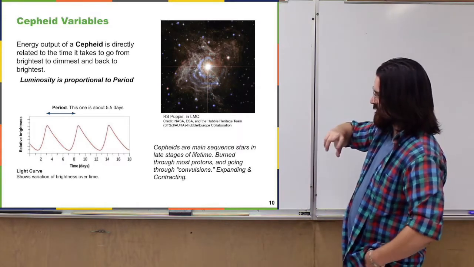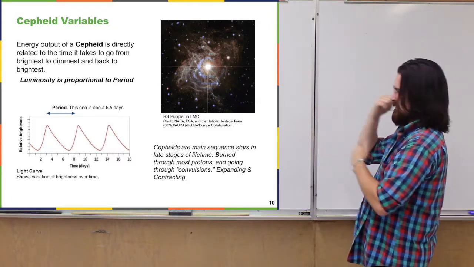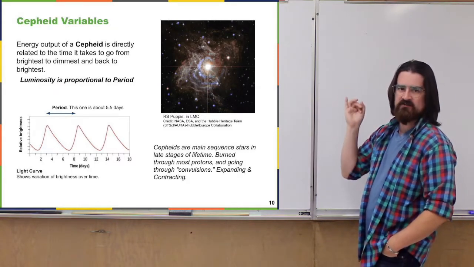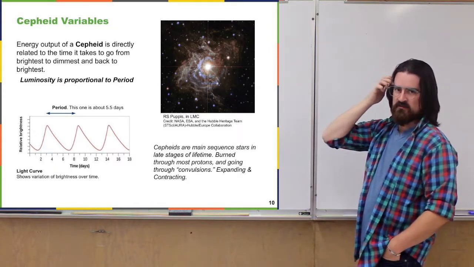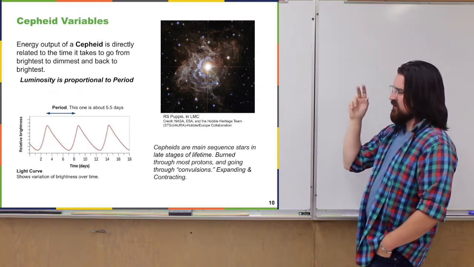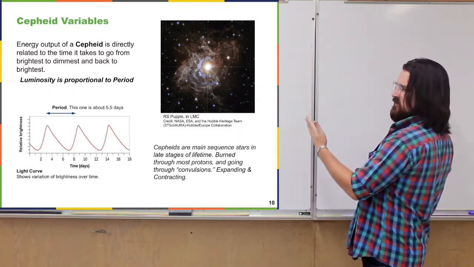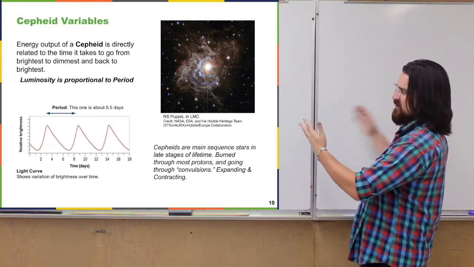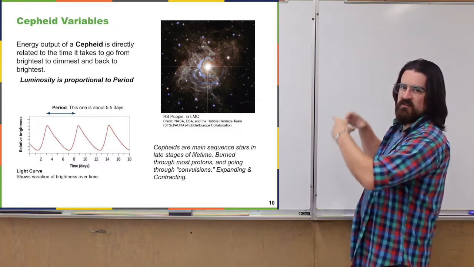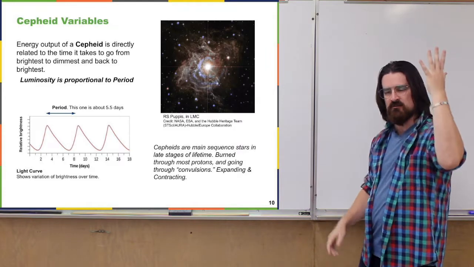But if we bring back that light curve from before and look at how long it takes to go through a full cycle, the period of that pulsing, for that particular light curve, it looks like about 5.5 days. The fact that the Cepheid's luminosity is proportional to their period means that if we looked at a different Cepheid and it had, say, a period of 10 days, or maybe 11 days, twice the period of that one, then its luminosity, we could say, is twice the luminosity of this first one. The period doubled, the luminosity doubled.